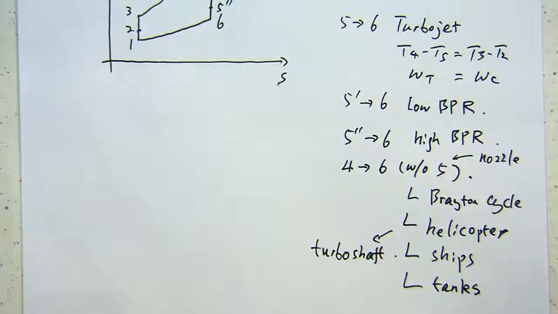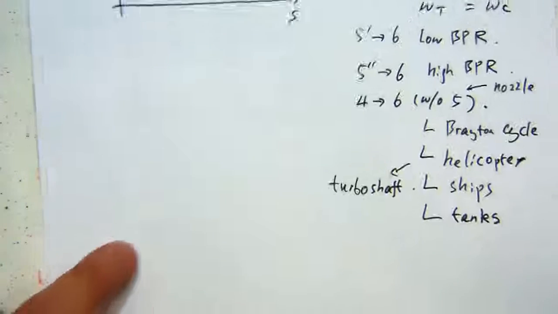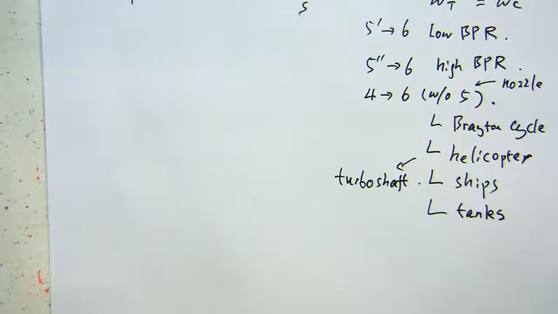So in other words, if you're using a gas turbine for propulsion, that's not necessarily you always output the kinetic energy. You can also just output the shaft work, using the shaft to drive the propeller or the other drive train system. All right, so that's the variation of the turbojet.